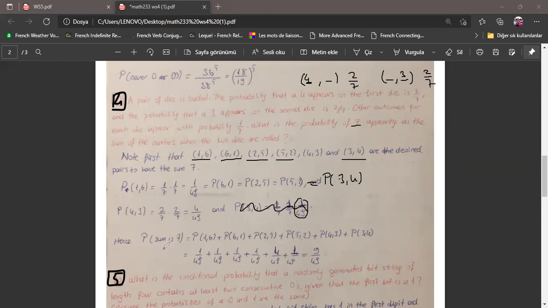Now what do we have? So we want to find the probability of having 7 as the sum of these dice. So we need to add them, right? We need to find the sum of these probabilities. So we have this. This is 4/49. The other ones are 1/49. So we have this.